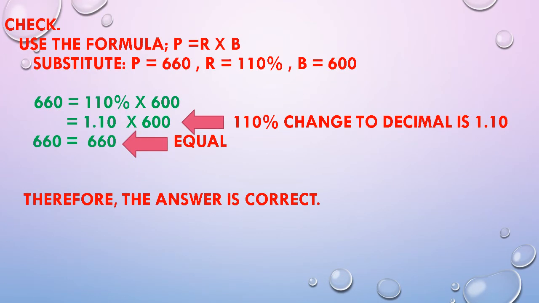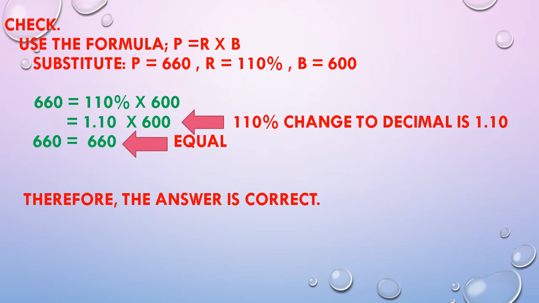We are going to check. We are going to use the formula P is equal to R times B. We are going to substitute. The value of P is equal to 660. R is equal to 110%. And B is 600. So 660 is equal to 110% times 600.